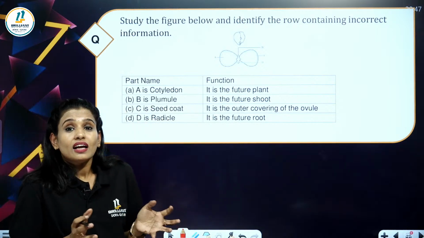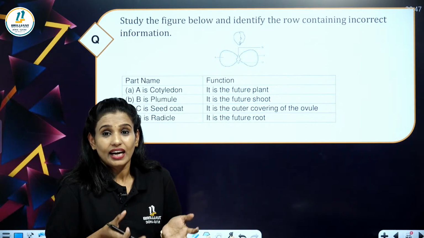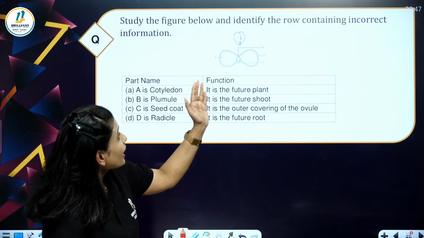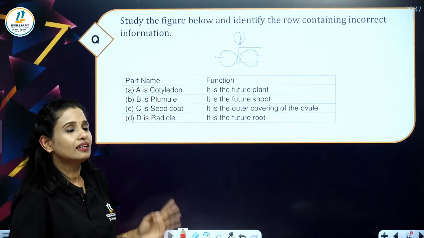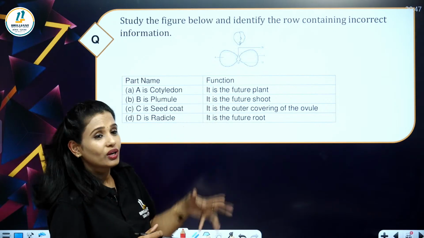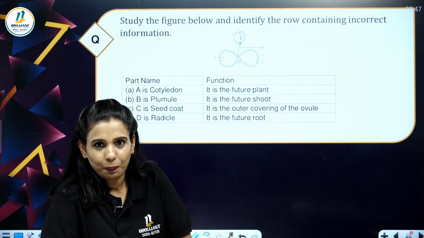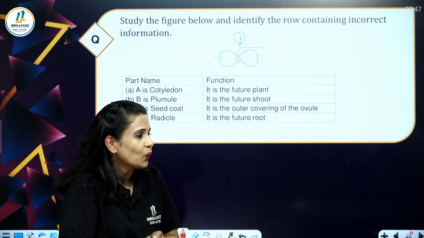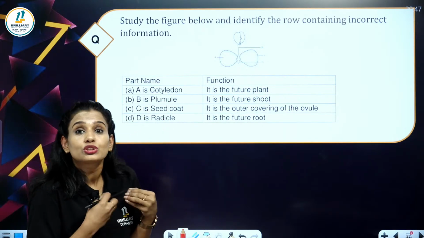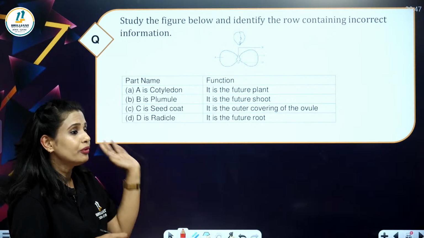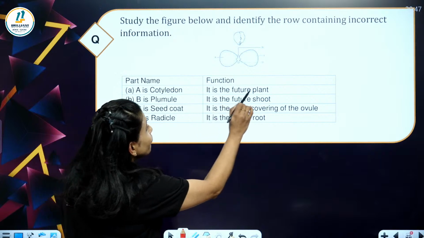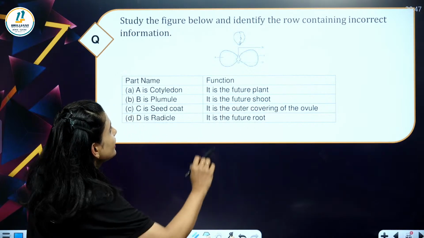Okay, here again a dicotyledonous seed is given. Study the figure below and identify the row containing incorrect information. A is cotyledon. Now we have solved it. We have done this diagram before. So you know A is cotyledon. It is marked here.